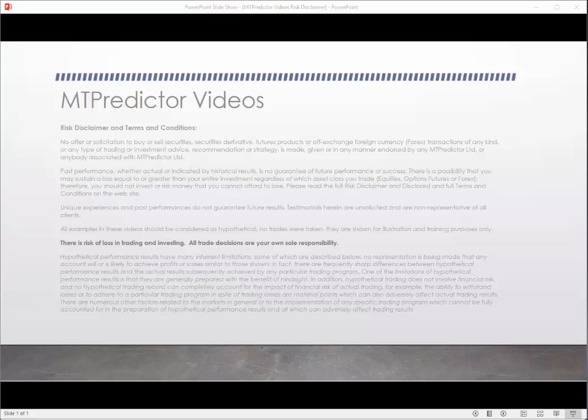But as usual, let's start with our risk disclaimer. Just to remind you that all examples in these videos should be considered as hypothetical. No trades were actually taken. They're shown for illustration and training purposes only. Also remember there's a risk of loss in trading and investing. All professional traders know, understand, and more importantly accept that losses can and will and do unfold. All trade decisions are your own sole responsibility.